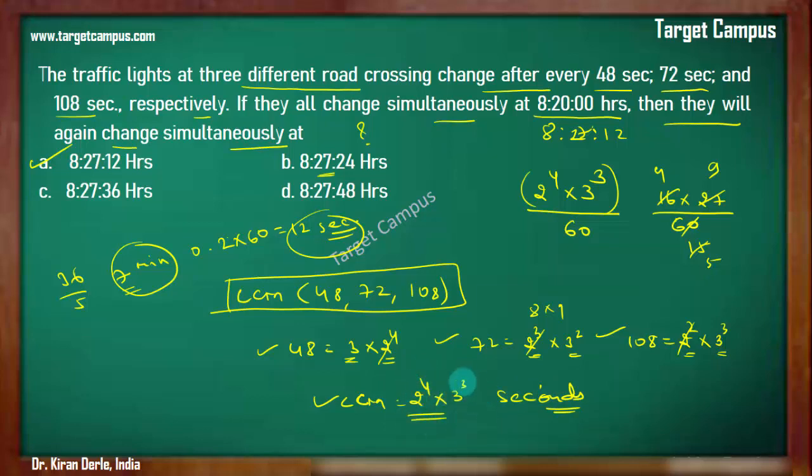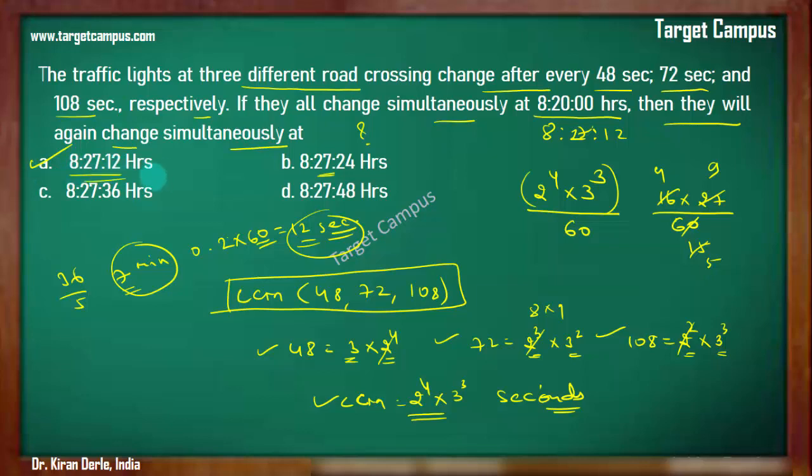So this is in seconds. But as the options are in minutes and seconds, we divide this by 60 to convert it into minutes. We have got 36 by 5 minutes, that is 7 minutes and 0.2 minutes. 0.2 minutes can be converted by multiplying with 60, so 12 seconds extra. 7 minutes and 12 seconds extra. So this should be the answer.